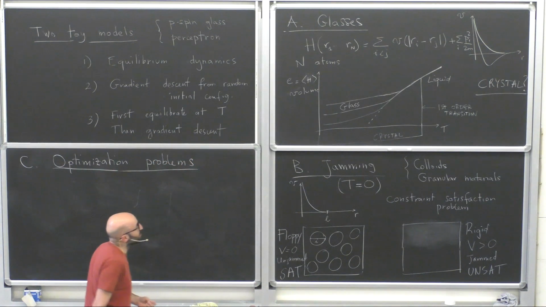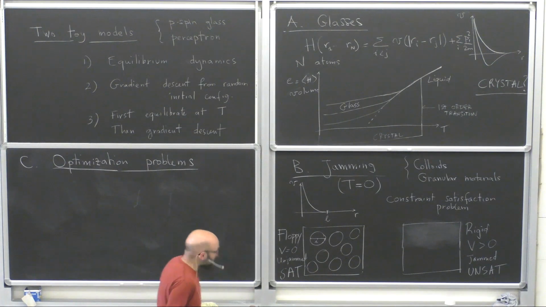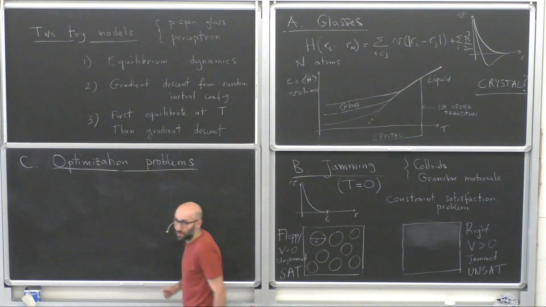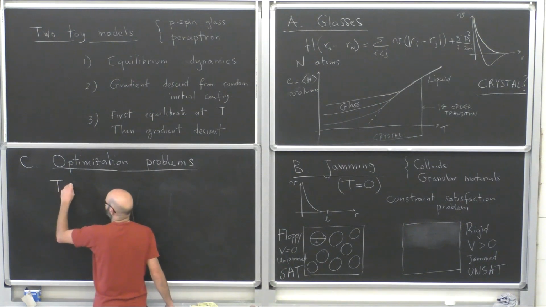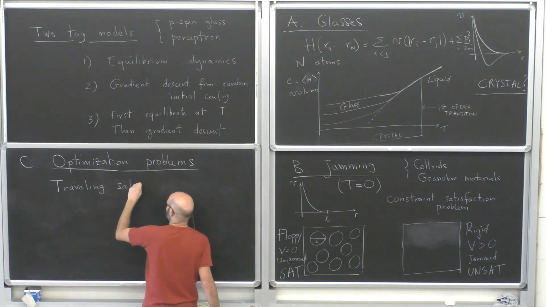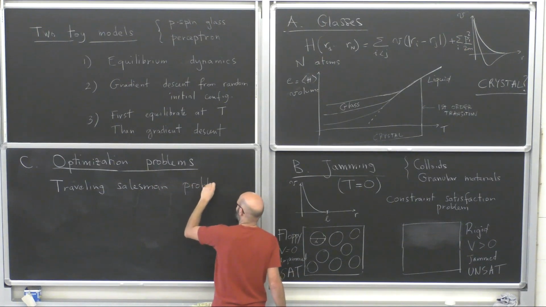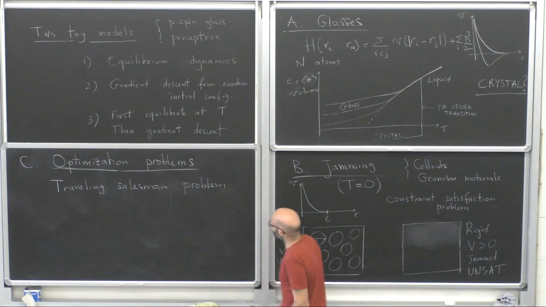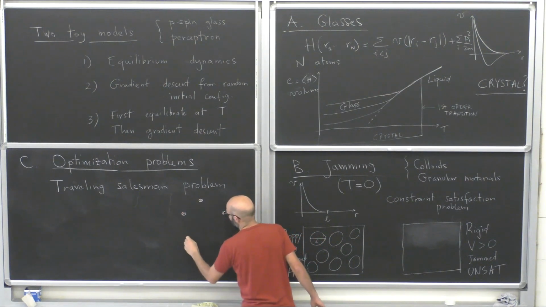And I just wanted to give you one example that is a very famous one, and was also one of the first that were studied by statistical physicists, that is called the traveling salesman problem. So it's a problem where you have cities. Each city is a point.